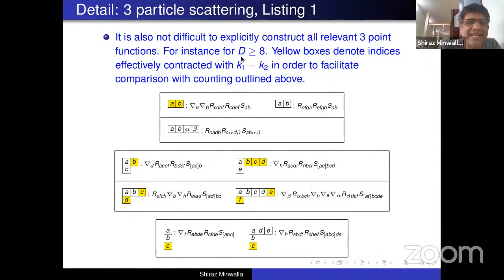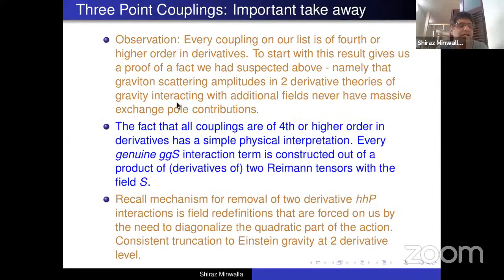Okay, there's some shading in yellow which denotes contraction with K1 minus K2. None of the details matter. Okay, I mean they matter, but I'm not going to ask you to pay attention to any of the details. There are 2 or 3 main points that you have to take away. A, we have a complete classification of these graviton-graviton-particle scattering amplitudes. B, one qualitative feature that comes out of this answer is the following.